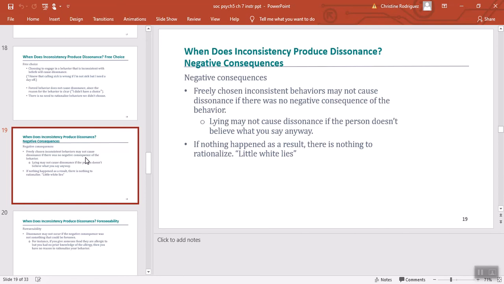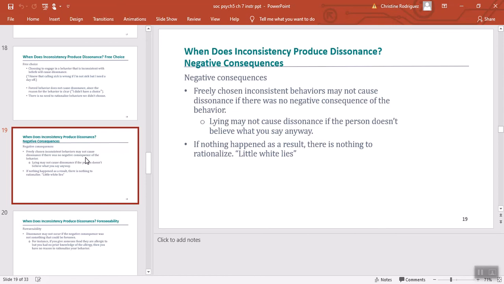I want to focus a little bit on this idea that whether or not there are negative consequences to our behavior sometimes does influence whether or not there's cognitive dissonance. So there's an example given there that is very, very common.